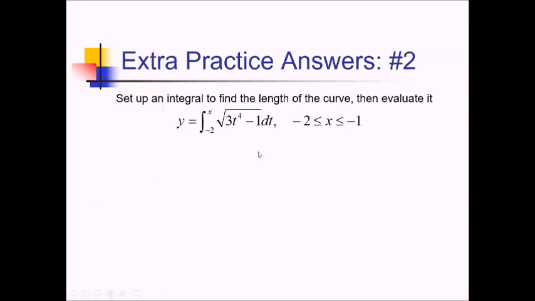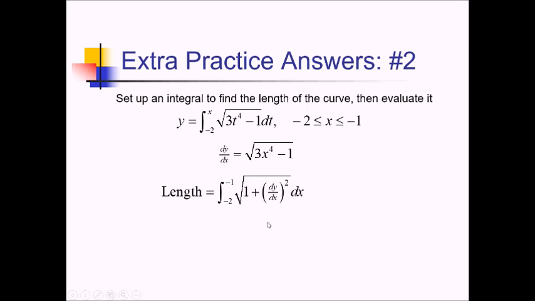On this one, I'm trying to find the length of this curve, this integral defined function, and I need to set up an integral and evaluate it to do it. So let me start by getting the derivative of y with respect to x. Using my fundamental theorem, that's just going to be the square root of 3x to the fourth minus 1. And now I have to use my arc length formula, so I have the integral from -2 to -1 of the square root of 1 plus (dy over dx) squared dx.